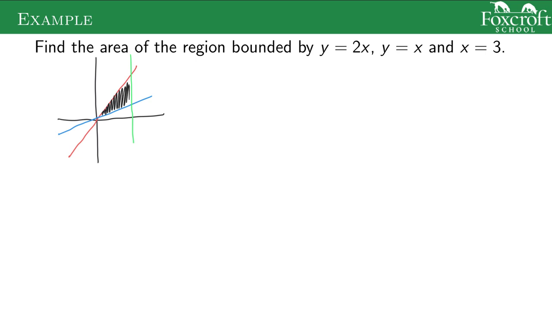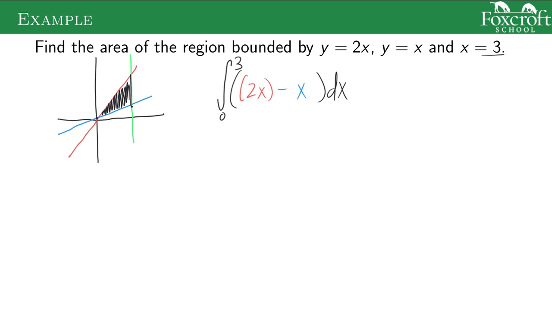To do that, I'm going to take the integral. Where does my area start? It starts right here at 0. Where does it end? It ends at 3, because that's the cutoff point on the right. What's the top function? The top function is the one I drew in red, the one with the bigger slope, that's 2x, minus the bottom function, that's x. And that is the formula for the area that we could find there.